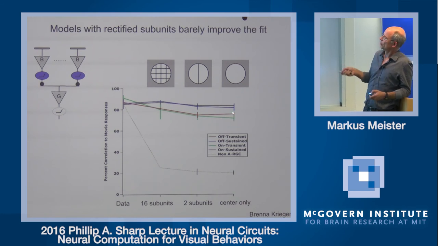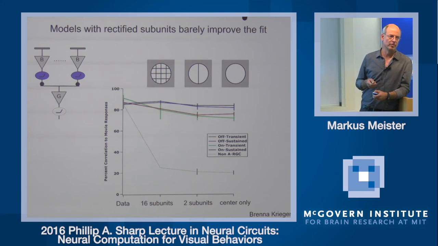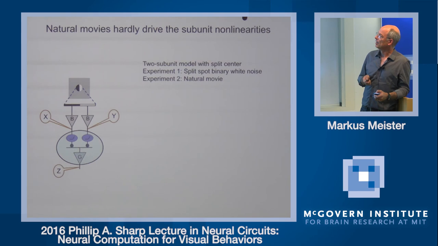So to the right is the correlation, again for each of the four alpha types, the correlation of the model with the data under a single variable, center only. And then as we go to the left here, we have 16 subunits, and there's no discernible difference in the quality of the fit. So we can say now that even though nonlinear spatial integration is a characteristic of alpha ganglion cells that have been used to identify them, it really plays very little role, if any, in the context of natural scenes.